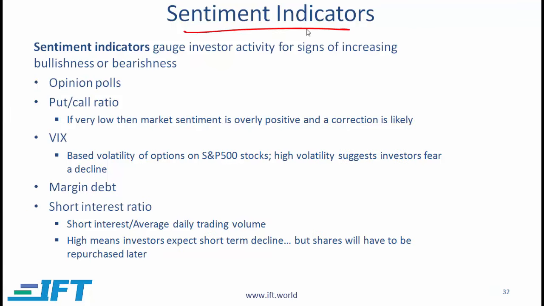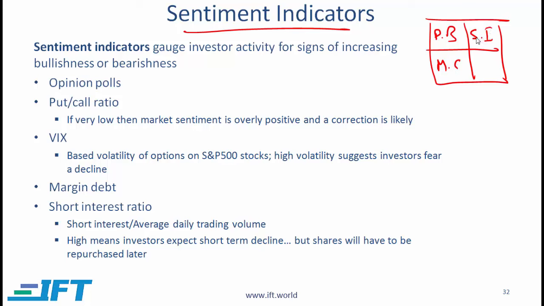Moving now to sentiment indicators, and again to connect with the four kinds of indicators that we talked about. We talked about price based and then the four kinds of momentum oscillators, which are also based on price, and now we are up here with sentiment indicators. Sentiment indicators gauge investor activity for signs of increasing bullishness or bearishness. So these are not based on prices.